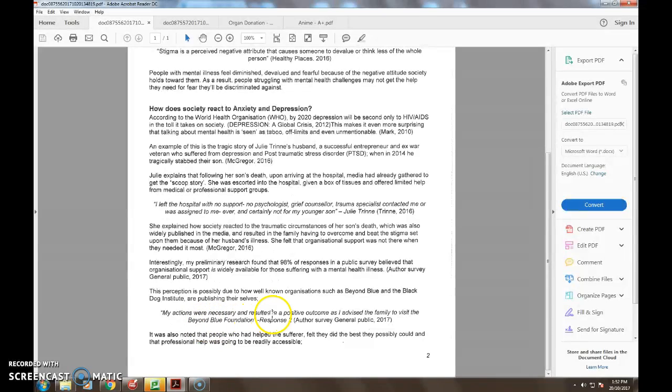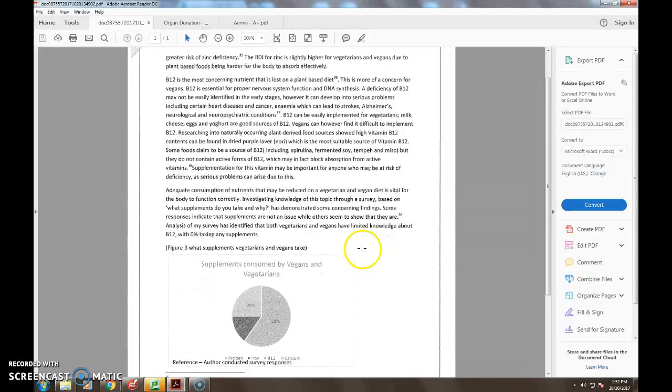So my actions were necessary and resulted in a positive outcome as I advised the family to visit the Beyond Blue Foundation. So we've got an extended response that's been used from a survey there as well. So another example of how it can be incorporated into an outcome.